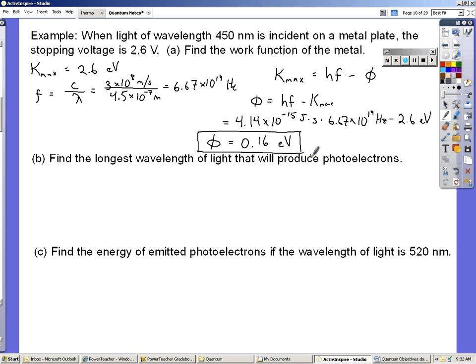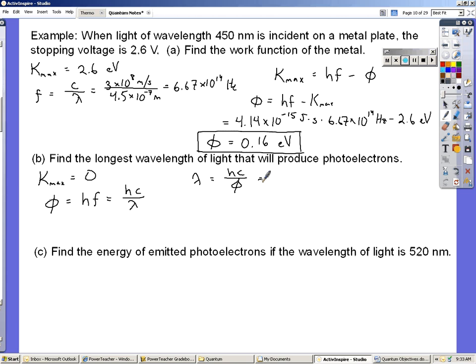Now part B. Find the longest wavelength of light that will produce photoelectrons. So that means Kmax is equal to 0. You're giving the electrons just barely enough energy to escape from the surface and no more. And so that means that the work function equals the amount of energy carried by the photon. We know the work function. We're looking for the wavelength, so we need to change frequency to c over lambda. Solving for lambda gives us lambda equals hc divided by the work function.